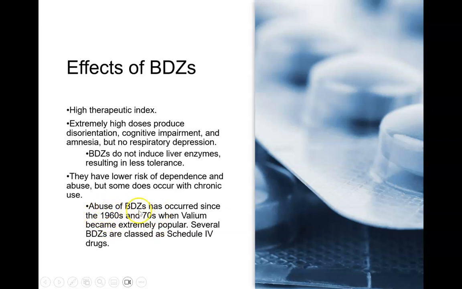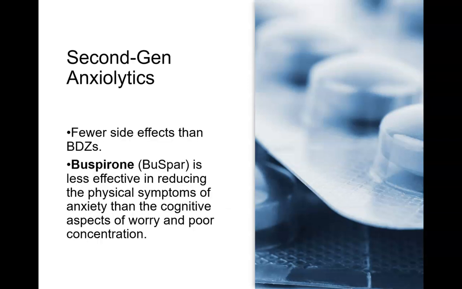Abuse of benzodiazepines basically began in the 1960s and 70s. Valium became really popular, and because of this, a lot of benzodiazepines are actually classified as Schedule IV drugs. Now, I want to finish up by talking about second-generation anxiolytics, which you may not have necessarily heard as much about. I want to talk a little bit about buspirone, which is under the trade name Buspar.